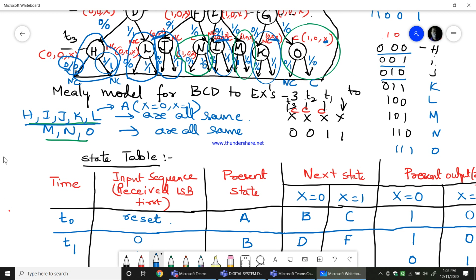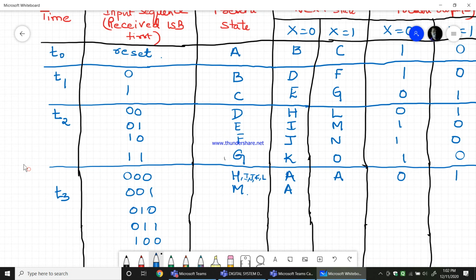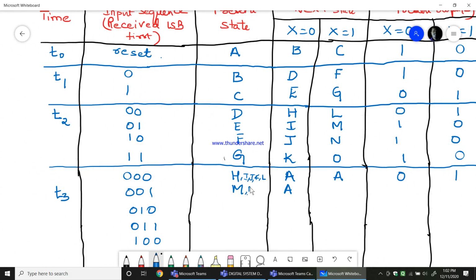Therefore, for M, N, O, when there is no carry, meaning input x equals 0, it remains in state A. Whereas when carry generates, when x equals 1, we don't know which state it goes to, so we'll write a dash. Is this step clear, why we wrote the dash? Is that clear?